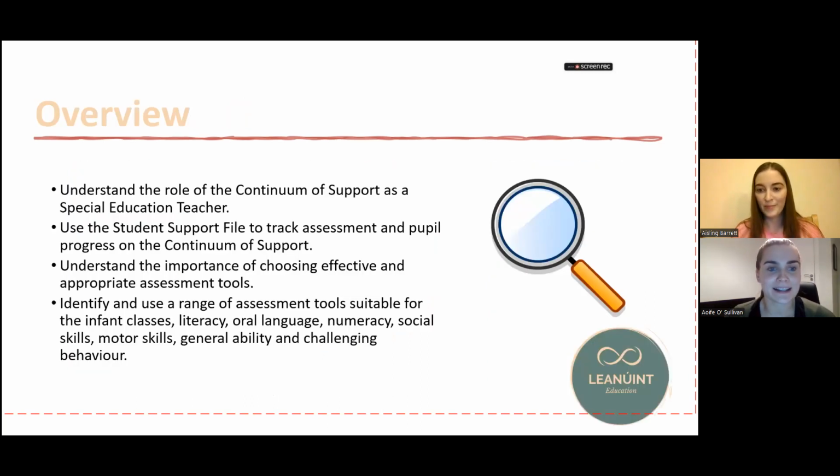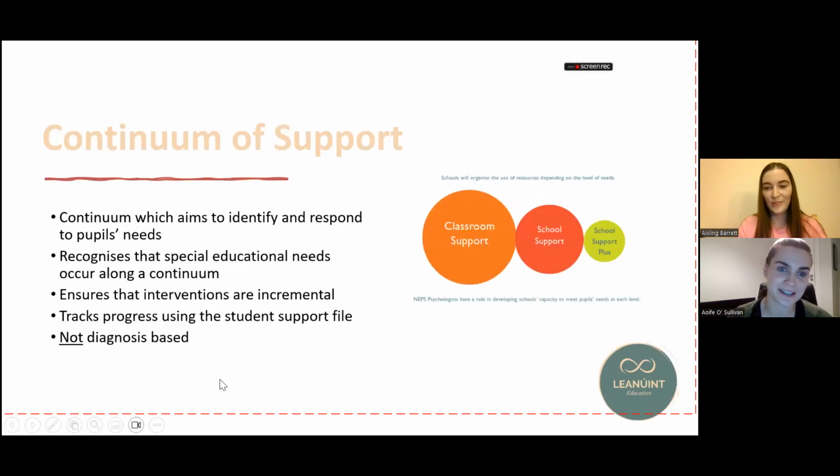So firstly, an overview of tonight's webinar. The purpose of the webinar is to understand the continuum of support and its role for you as a special education teacher, and indeed as a classroom teacher as well, to use the student support file to track assessment and pupil progress on the continuum of support, to understand the importance of choosing effective and appropriate assessment tools, and to identify and use a wide range of assessment tools for the infant classes, literacy, numeracy, social skills, motor skills, and challenging behaviours. So Aisling is going to begin by talking about the continuum of support.